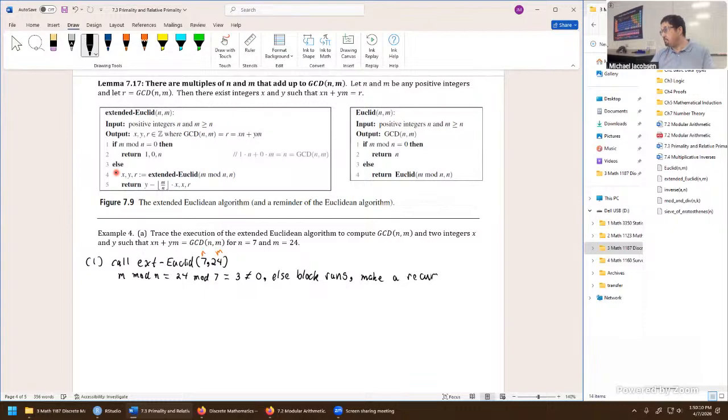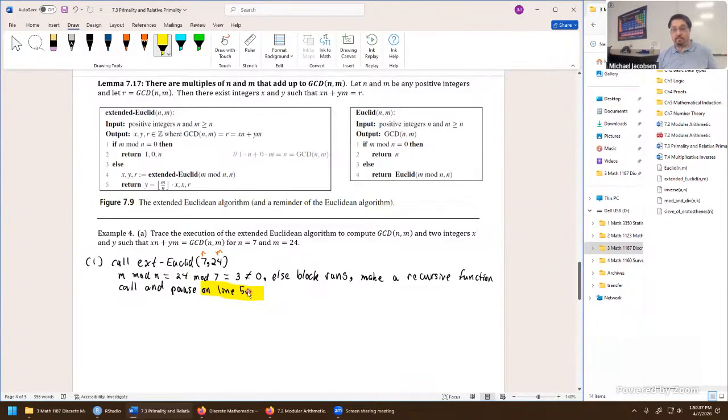make a recursive function call and pause on line 5. We have to come back to this step right here. We need the values x, y, r before we can actually execute line 5. So this original call of extended Euclid 7, 2, 4 is just waiting now as we do this function call.